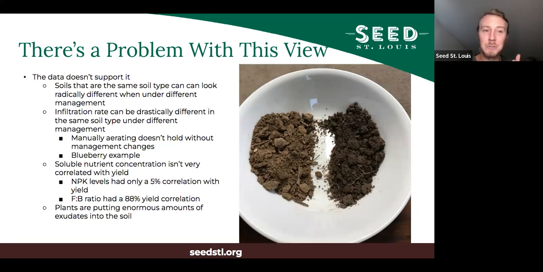Some of those things are that soil that is the same soil type, like you can look on soil maps, the same soil type can look radically different and can change in the way that it looks when under different management practices. So it's probably not just that mineral component. Infiltration rates can be drastically different in the same soil type under different management practices. And manually aerating your soil, so that would be things like using a tiller or a rototiller or a plow, doesn't increase infiltration rate for any real length of time.